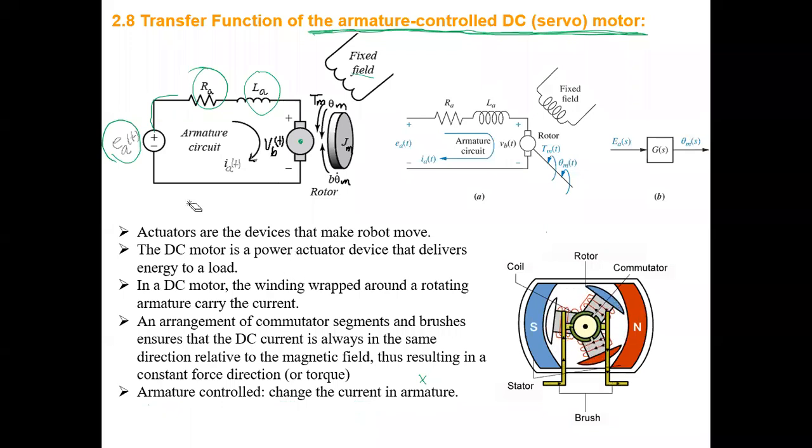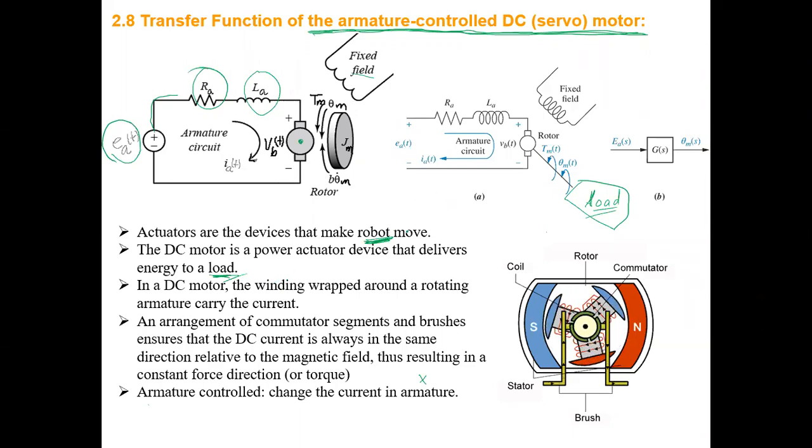So motors are actuators. Most motors are actuators, because actuators are something that makes the robot move, or anything move, not only robot. So a DC motor is a powerful actuator device that delivers energy to the load. Okay, so this is connected to the load here. This is the load. So this is the motor, and the motor is always connected to a load, right? So this is what I'm talking about.